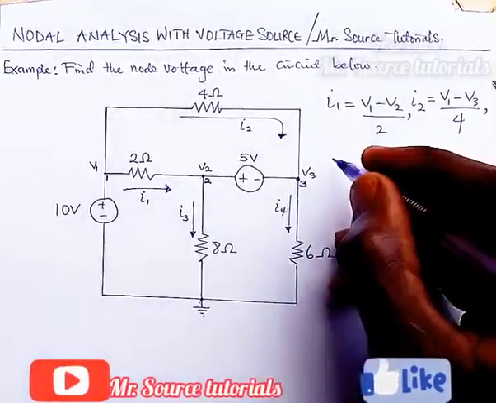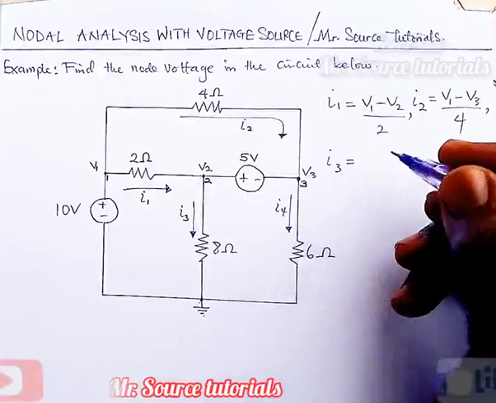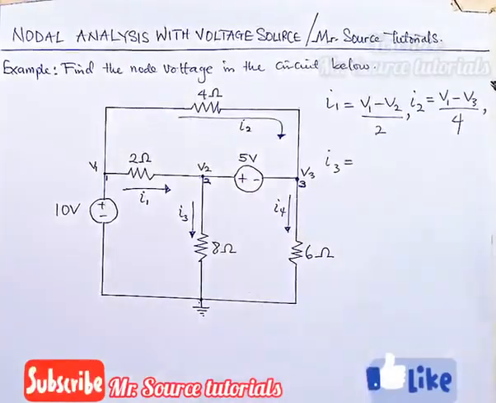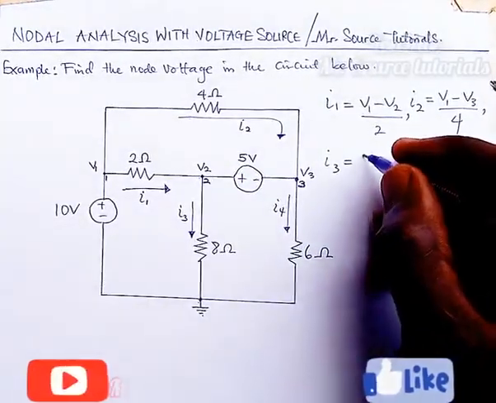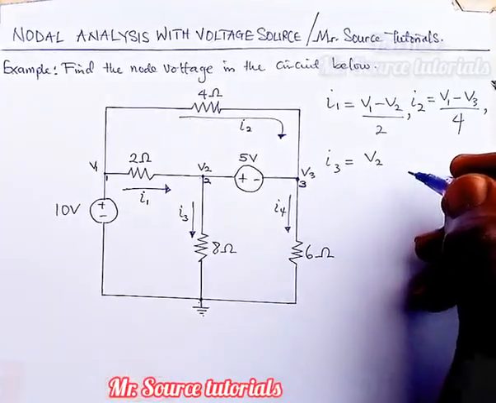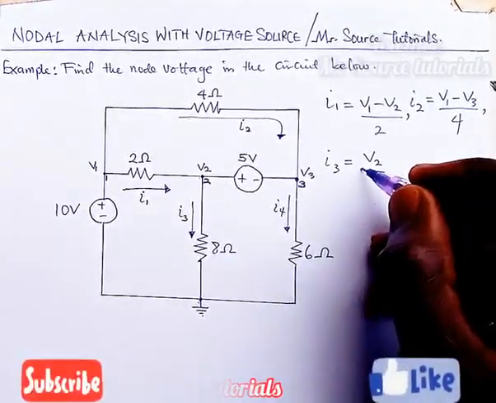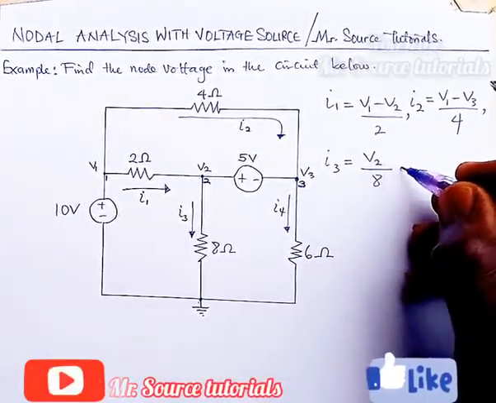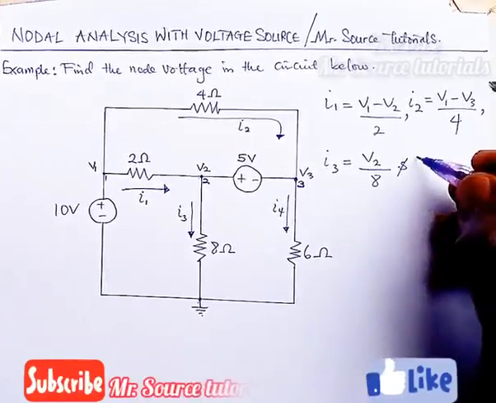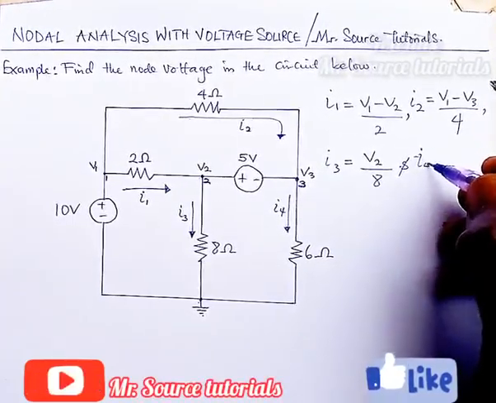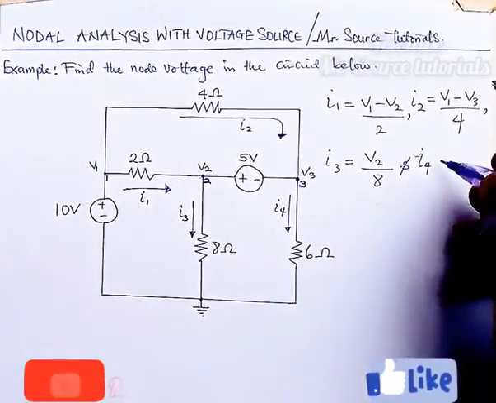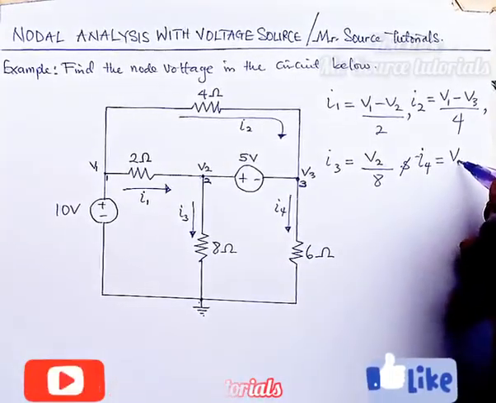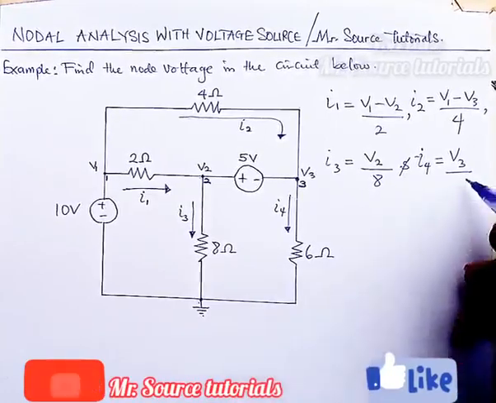Our current I3 flows from node 2 to node 0, so I3 will be given by V2 divided by 8. We know why this is V2 instead of a difference. And our last current, I4, will be given by V3 over the resistance, 6.